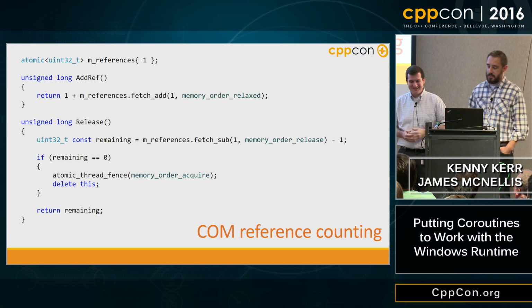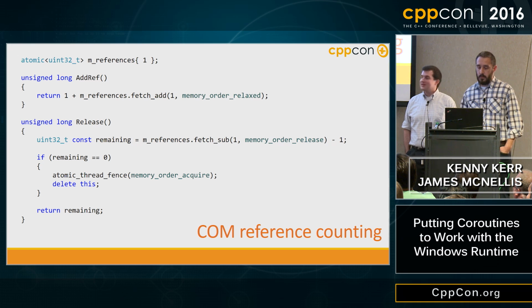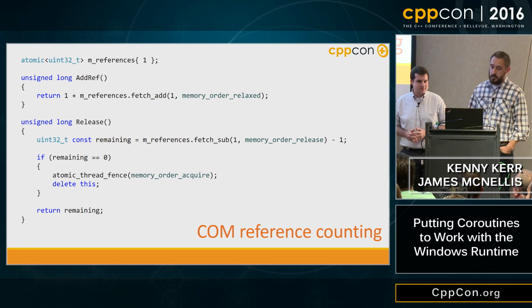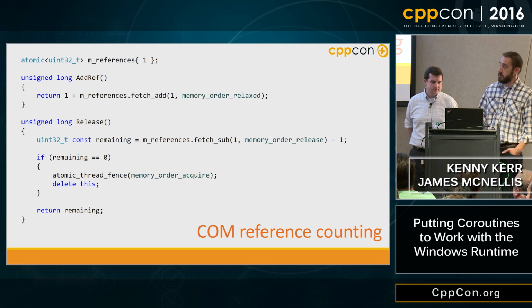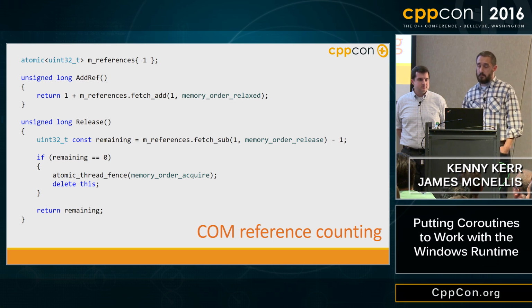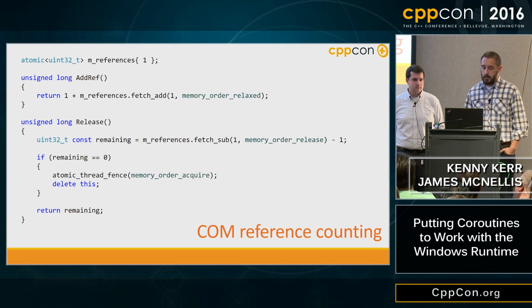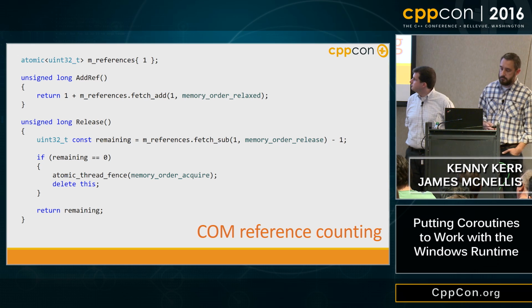So we need to take a closer look at two things: COM's reference counting and the life cycle of a promise type, or the coroutine frame. Firstly, here's a typical implementation of COM's reference counting. We have AddRef and Release. Here we're using a std::atomic. We increment the reference count in AddRef. We decrement it in the Release method, and we get the remaining reference count. And if it's 0, we can delete the object.